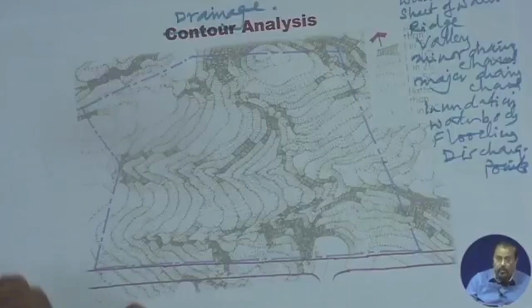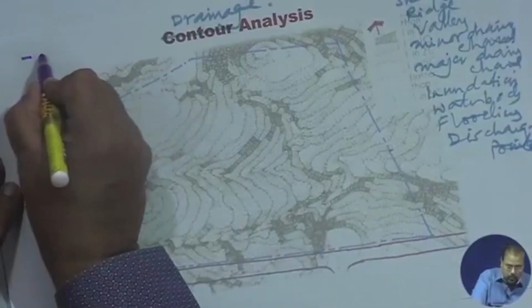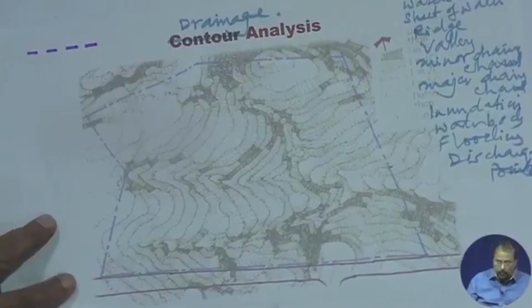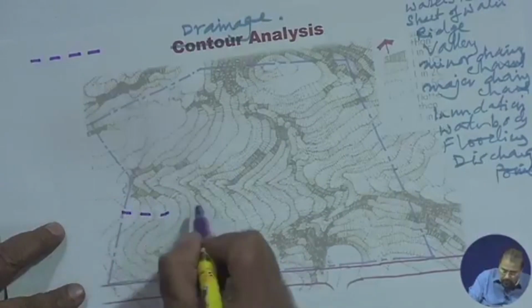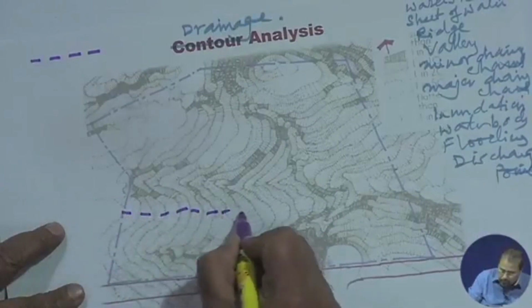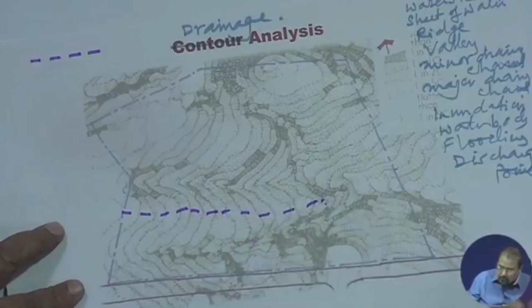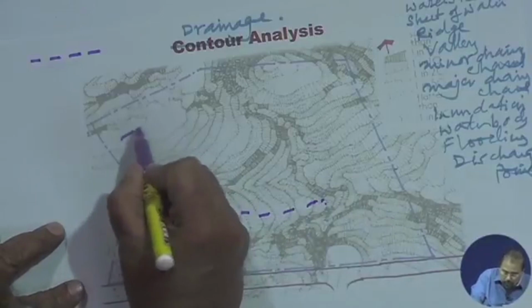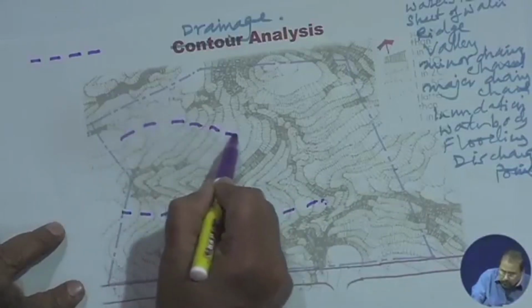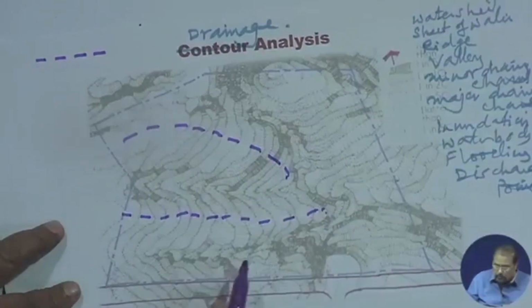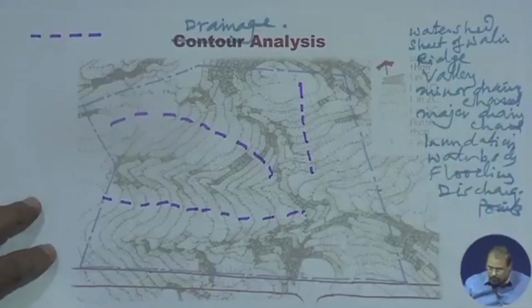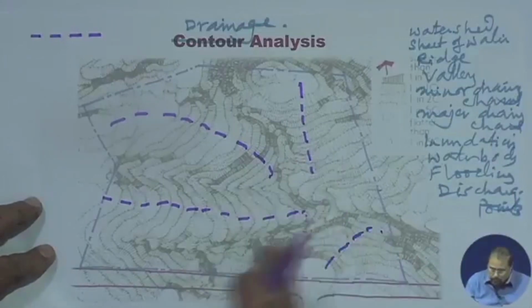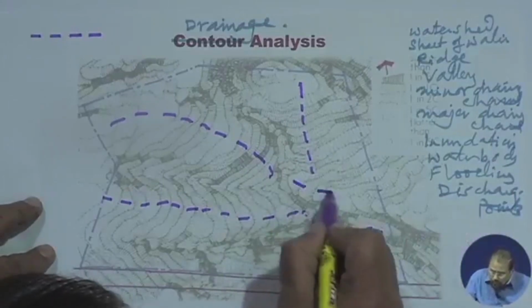Let me show how it is represented. The ridge line is shown with a dashed line like this. So if I try to identify the ridge over here, this would be my ridge line. This would be the ridge line. This would be another ridge line. This would be another ridge line. This would be another ridge line.